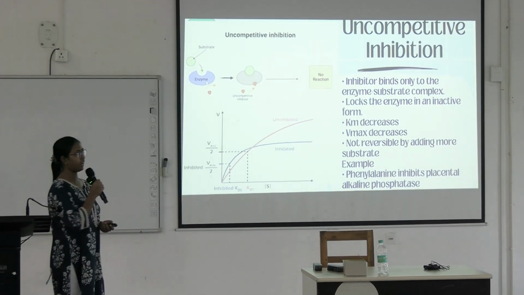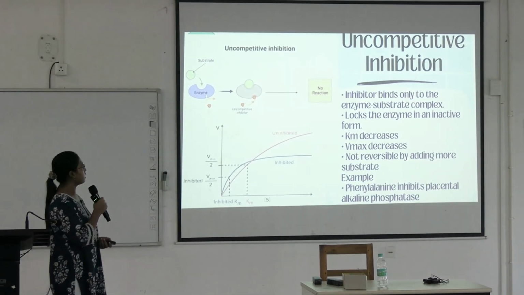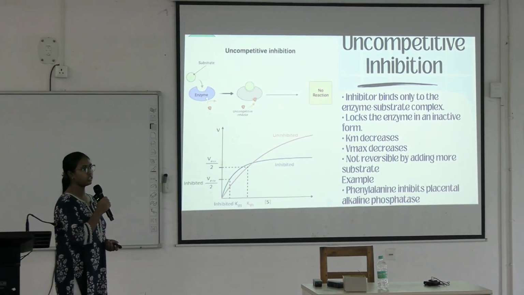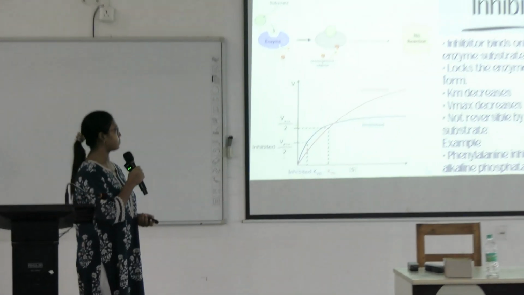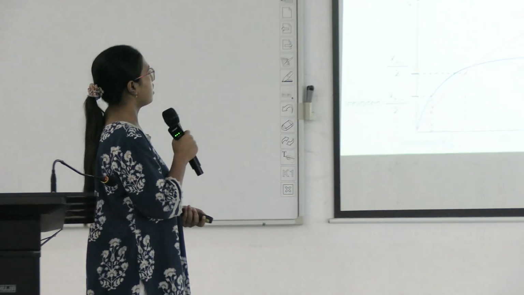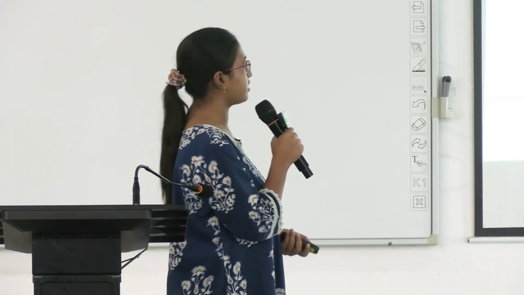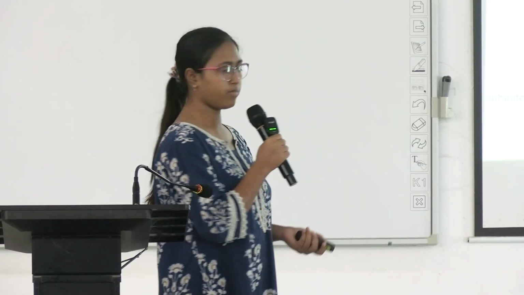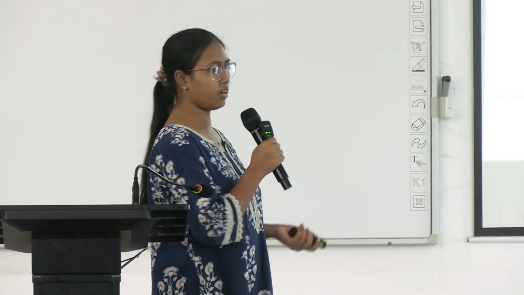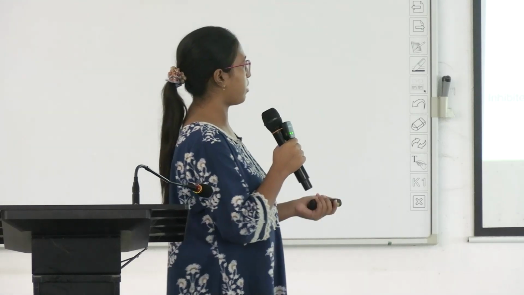Now I move into the slide uncompetitive inhibition. Here the uncompetitive means there is no competition between the substrate and the inhibitors. The inhibitors bind with the enzyme and inactivate the enzyme, and the Km is decreased and Vmax is also decreased. Not reversible by adding more substrate. And the example is phenylalanine inhibits placental alkaline phosphatase.